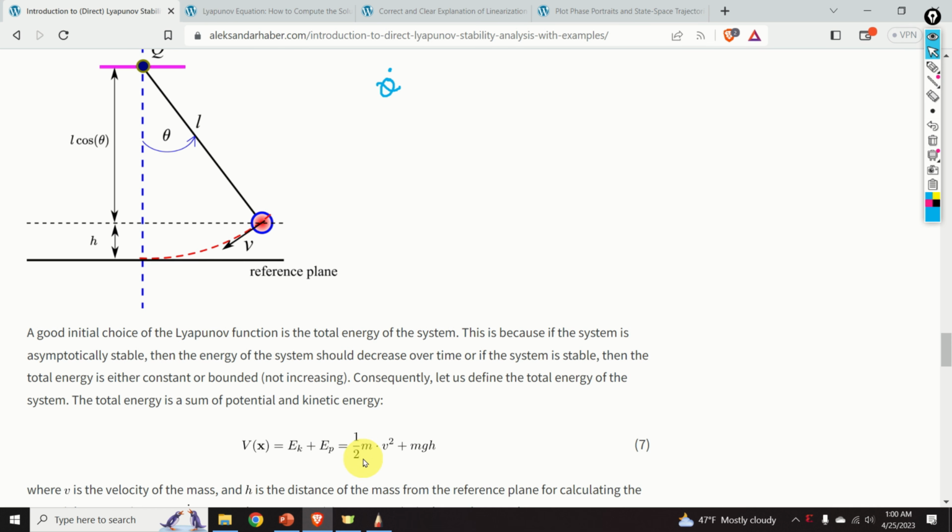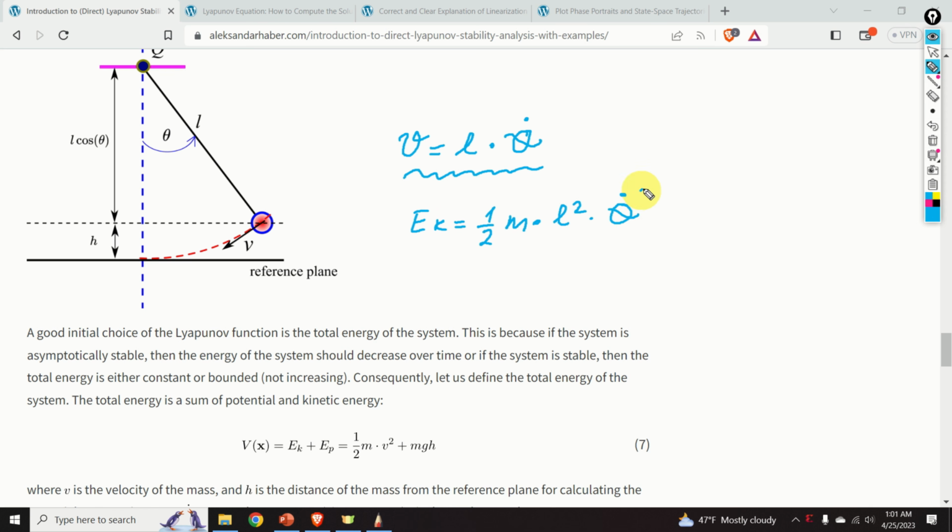The kinetic energy of the ball is one half times the mass of the ball times velocity squared, plus mgh, and mgh is the potential energy of the ball measured from this reference plane. Obviously, the velocity is the length of the rod times the angular velocity theta dot. From this expression, we obtain that the kinetic energy is 1/2 mass times L squared times theta dot squared.